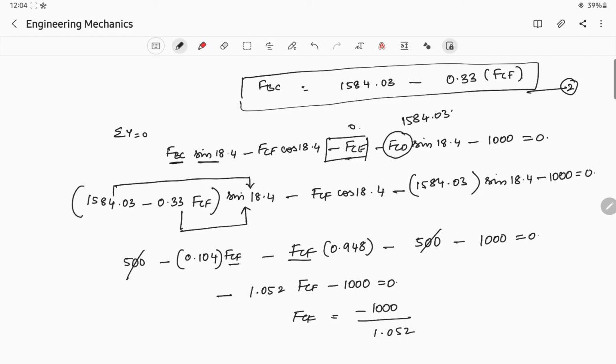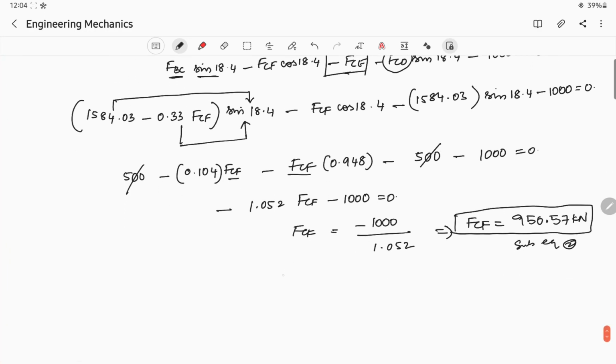So 1000 divided by 1.052. You will get the force in member CF as 950.57 kilonewton. Force in member CF we have calculated. Now substitute the force in member CF in equation number 2, that is this equation. You will get the value of force in member BC.